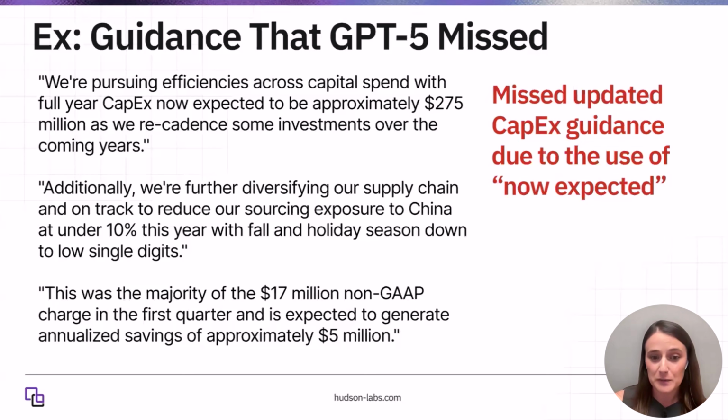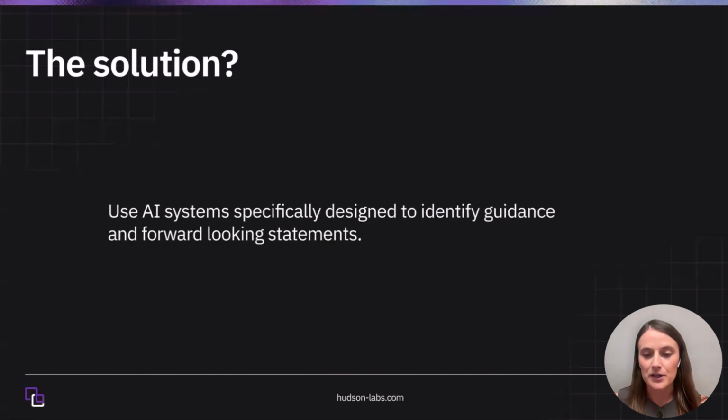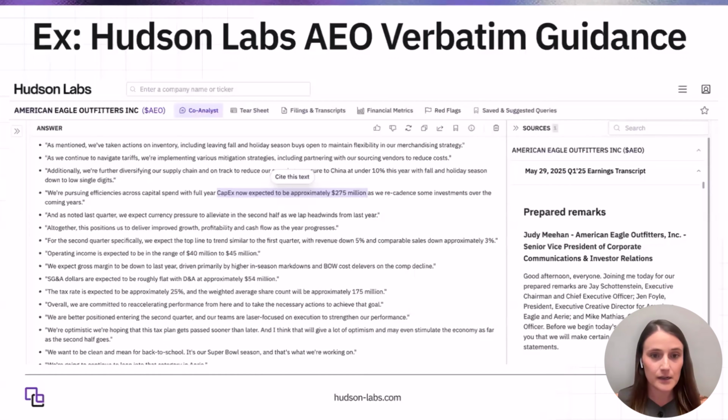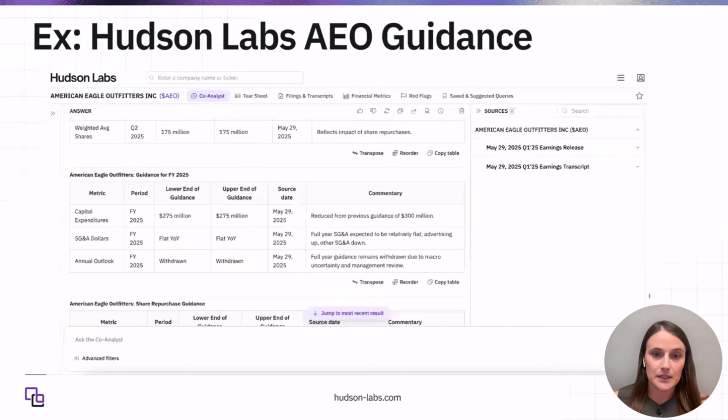And it's very easy to solve this problem, though. You just need to be using a model that is specifically trained to identify guidance. Internally at Hudson Labs, whenever someone types in the word guidance, expectation, etc., we route those queries to a separate system and model to make sure all of that gets picked up. And as you can see here, all of those missing statements are being incorporated.